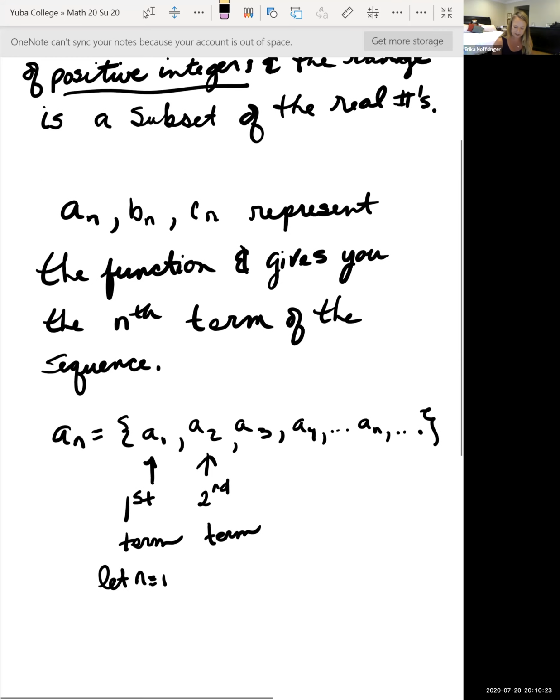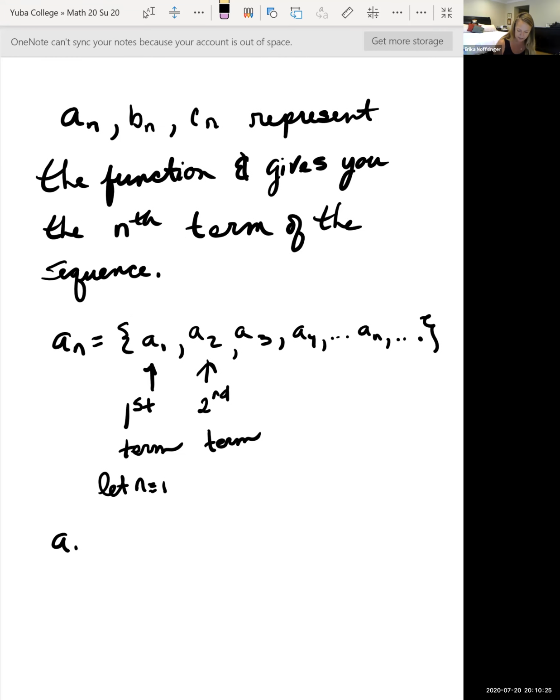So there are different types of sequences. Let's look at just one example. Let's say you are given a sub n and it wants you to list a certain number of terms. We're given that a sub n is equal to 2n plus 1 as our numerator, all over 2n. List the first 5 terms of the sequence.